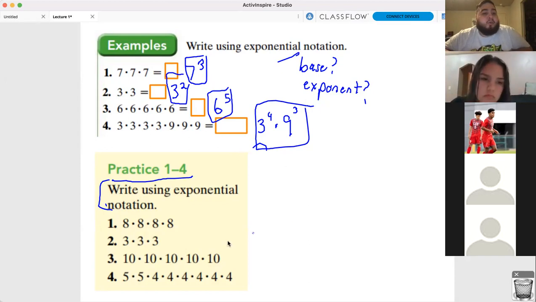And I want you to do number 1, 2, 3, 4 on your own, on your notebook. This can be done in your lecture notebook.